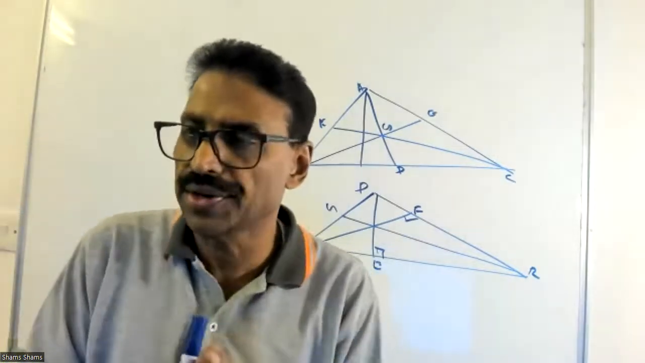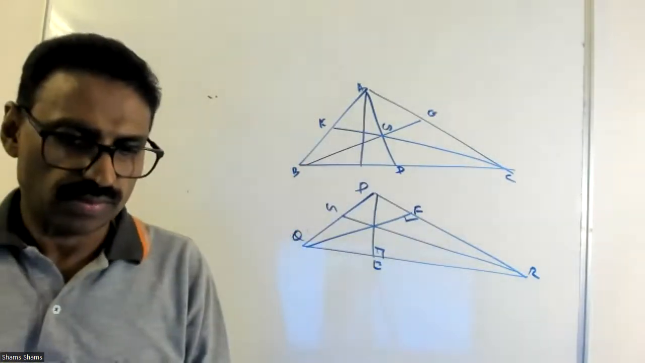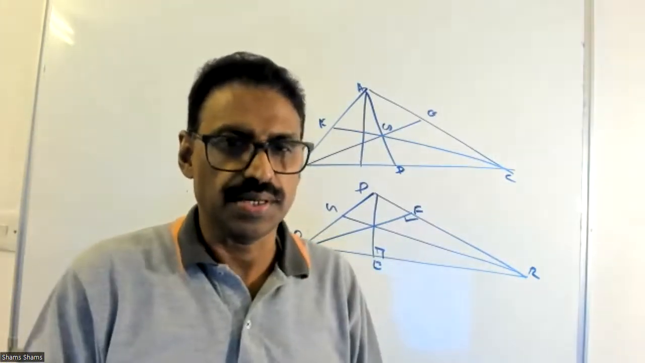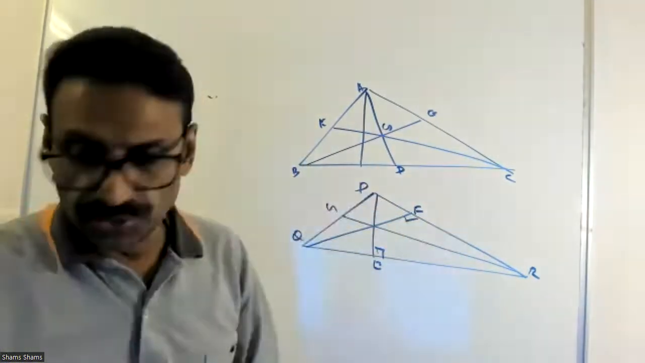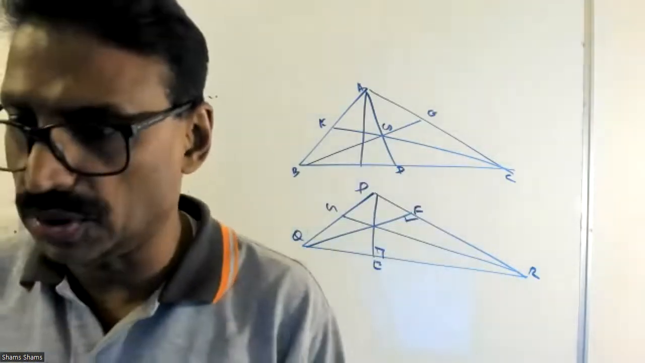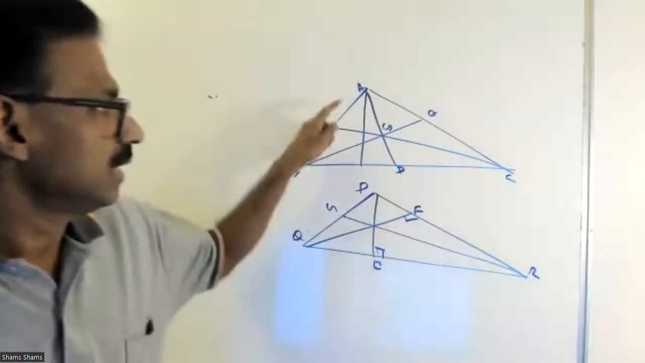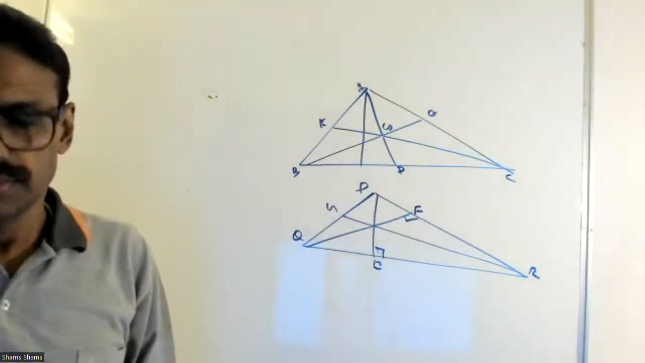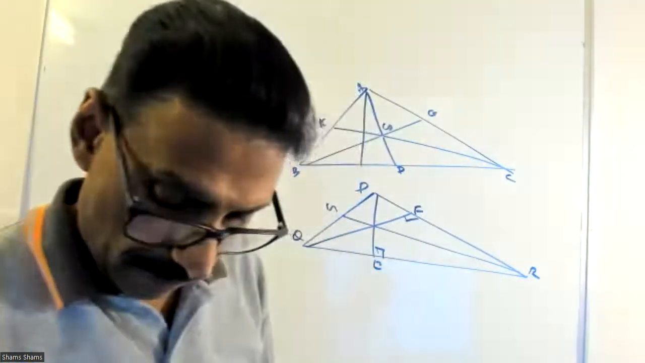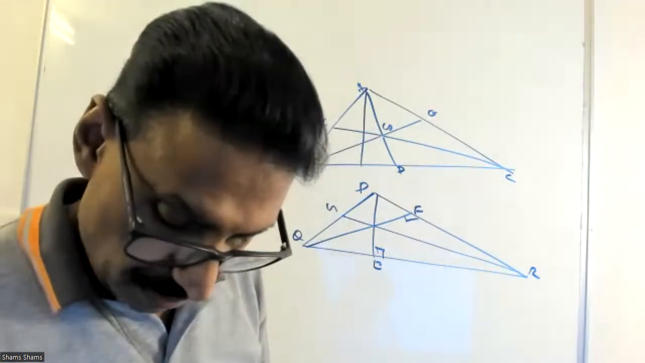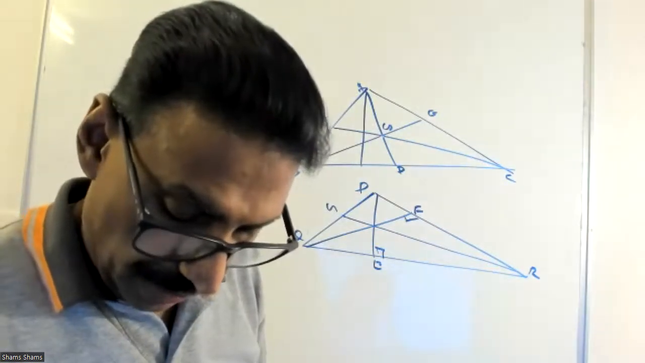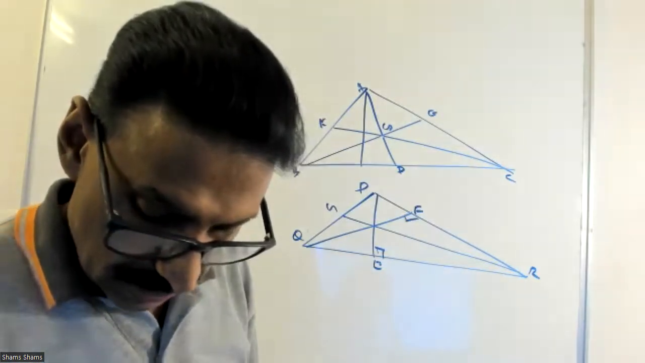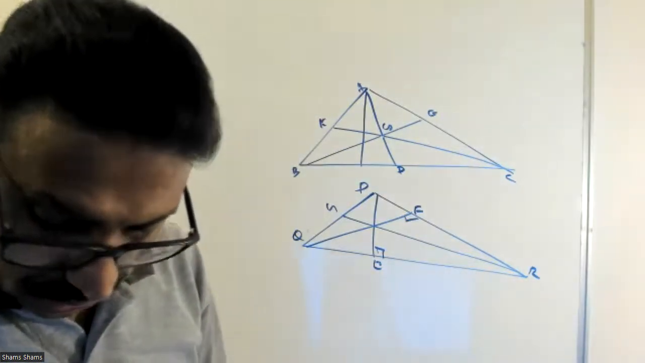And also we learned centroid divides in the ratio what? 1 is to 2. No, 2 is to 1, right? Yes, sir, 2 is to 1. Write that point. Centroid divides in the ratio 2 is to 1. From the top, centroid, that means AG is to GD is 2 is to 1. Centroid divides in the ratio 2 is to 1.